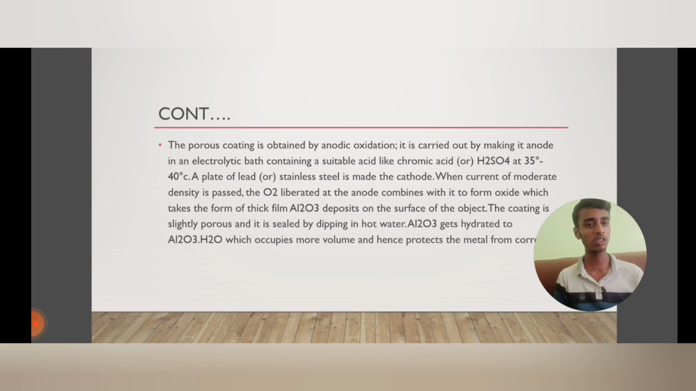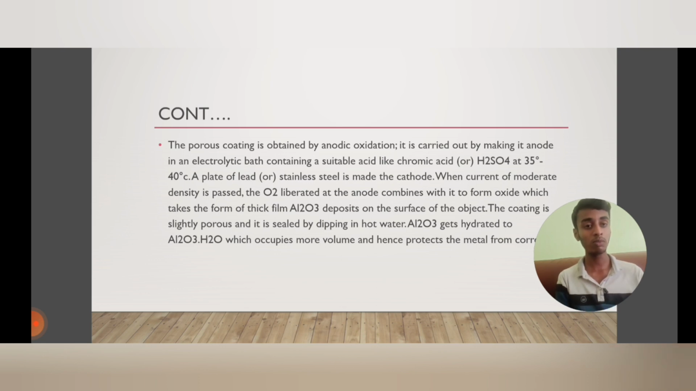First, the oxygen is liberated at the anode, which combines with the aluminum and gets oxidized, and forms a thin layer of Al2O3 deposition on the surface of the object. This coating is slightly porous and it is sealed by dipping in hot water. Now you can see that Al2O3 is formed in that beaker on the surface of aluminum. Now it is not a protecting coating yet. It should be dipped in hot water to get it sealed.